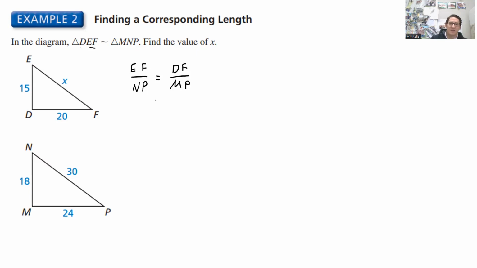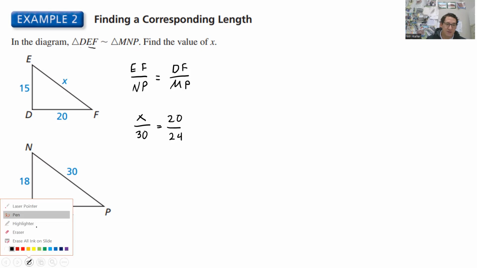So what I did before is I just started writing ratios. I think it's easiest if you actually start with the side you're looking for, start on top. And so it's going to be X, NP is 30, is equal to DF, which is 20 over 24. So if you want, we can reduce this fraction on the right, or we can just cross multiply and solve. But that's all this is. We just got to cross multiply and solve.